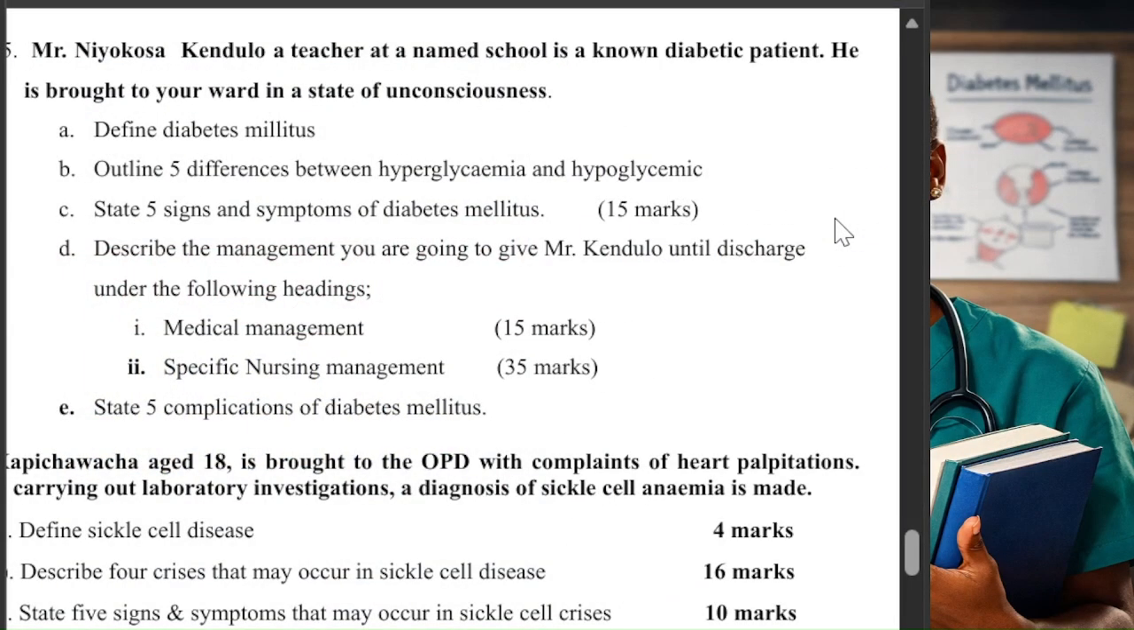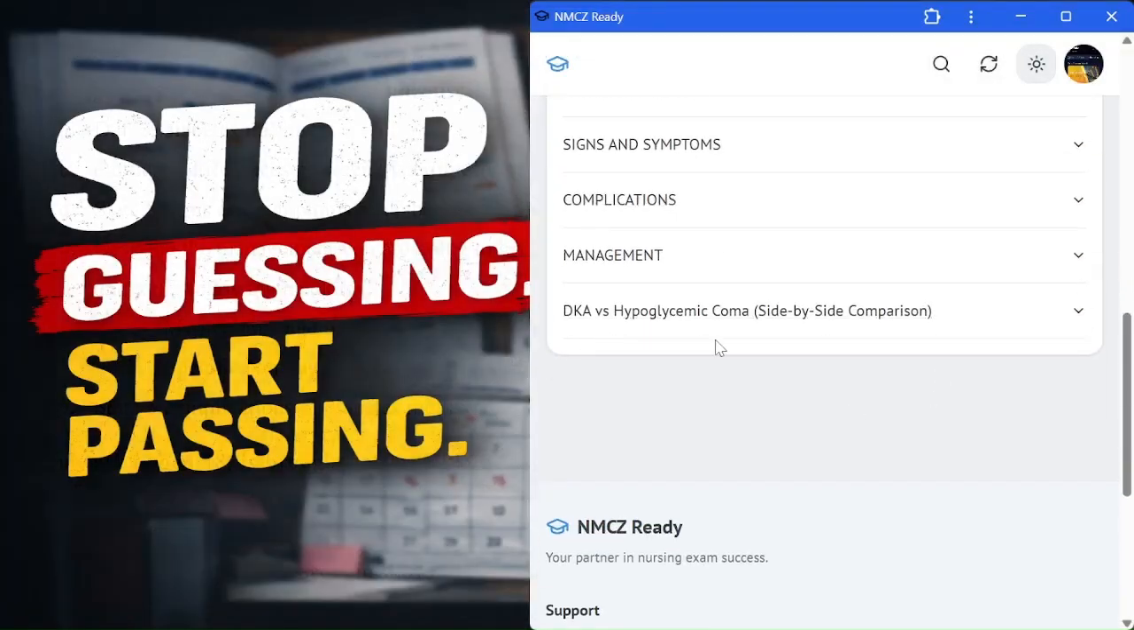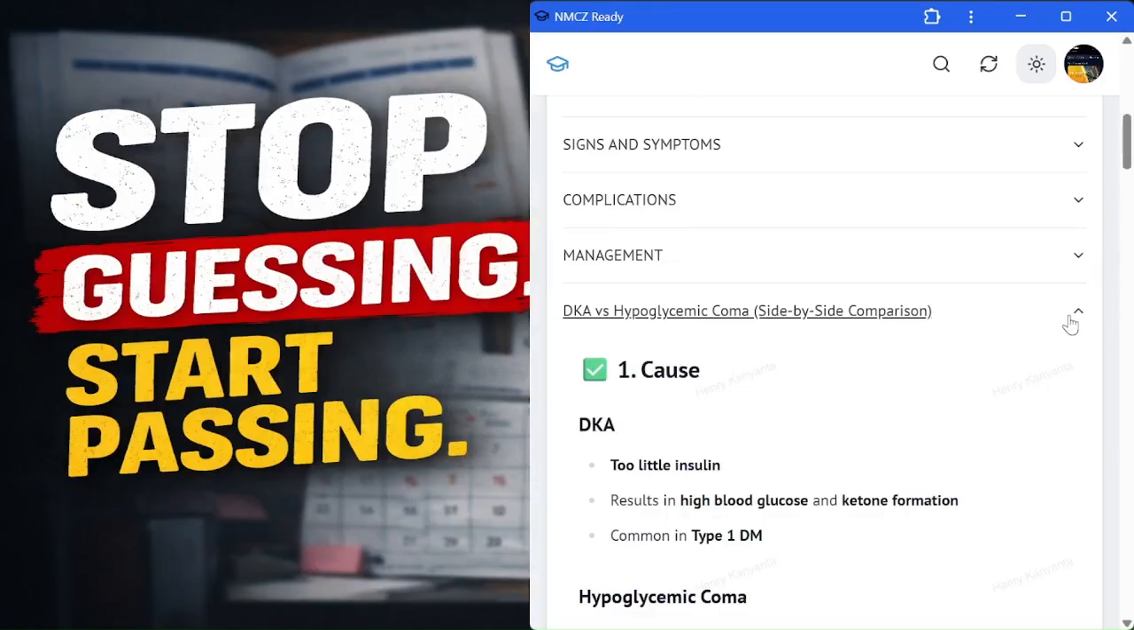The next part of the question was outline the differences between hypoglycemia and hyperglycemia. So in hyperglycemia, we have got high levels of sugar, or basically, this question is asking us to state the differences between DKA and hypoglycemic coma. Within the platform, when you scroll at the very bottom, you see what says DKA, this is hypoglycemic coma. So you open it like that.